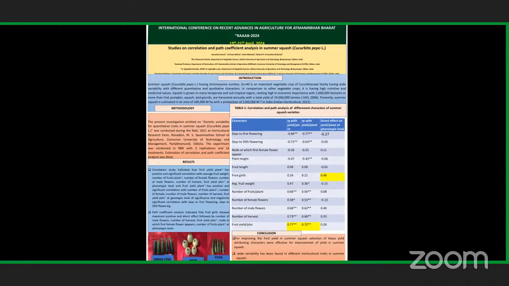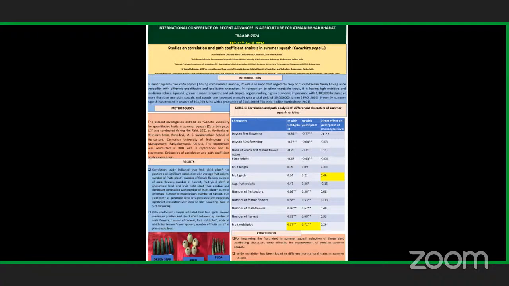Good morning, one and all. I am Arushika Swain, PhD Research Scholar from the Department of Vegetable Science, OUAT Bhubaneswar. Today I am going to present a poster presentation on studies on correlation and path coefficient analysis in summer squash. Summer squash, scientifically known as Cucurbita pepo, belongs to family Cucurbitaceae, having chromosome number 2n equal to 40, with wide variability. It is also called vegetable marrow, zucchini, or chappan kadu.